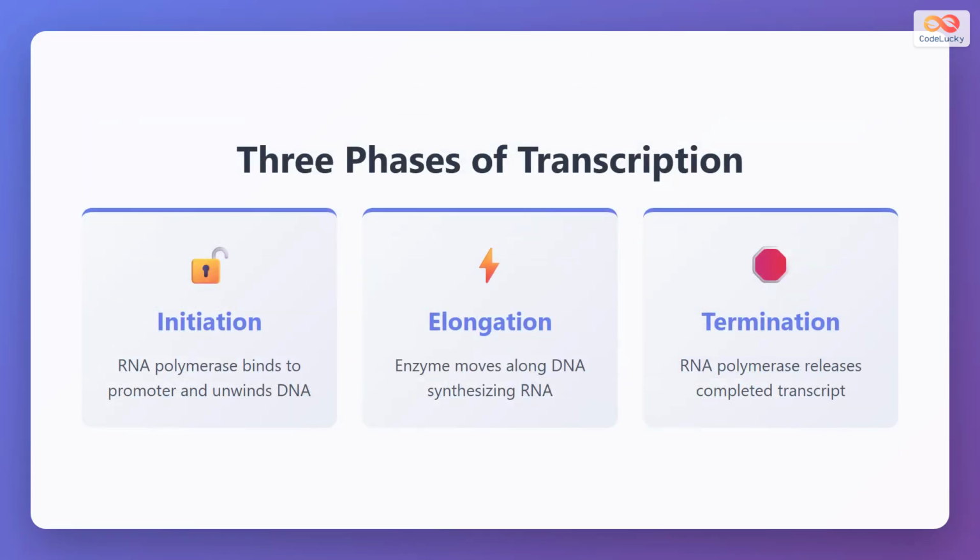Transcription occurs in 3 distinct phases. The first phase is initiation, where RNA polymerase binds to the promoter region and unwinds the DNA double helix. Next comes elongation, during which the enzyme moves along the DNA strand, synthesizing RNA as it goes. Finally, termination occurs when RNA polymerase releases the completed RNA transcript. Each of these phases involves specific molecular events and regulatory mechanisms.